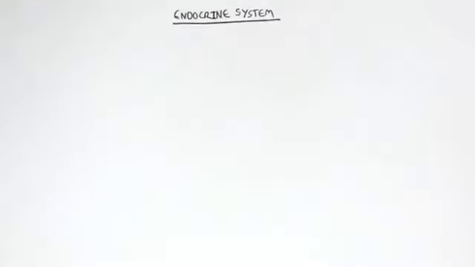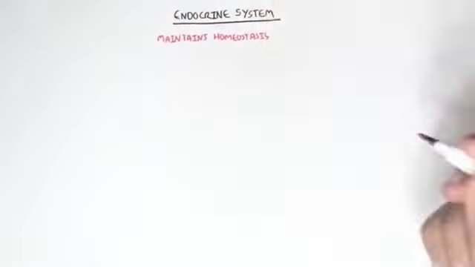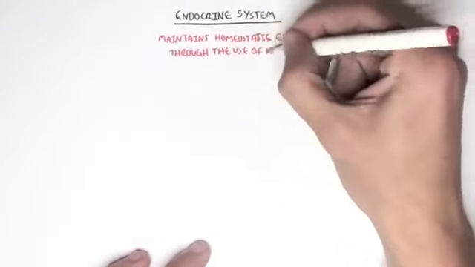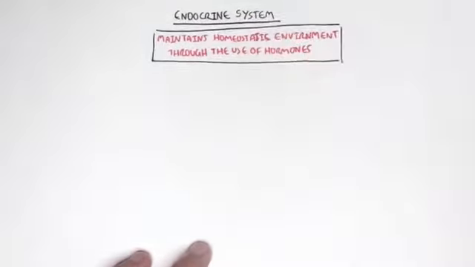In this video, we're going to talk about the endocrine system. Now, the endocrine system's main purpose is to maintain a homeostatic environment through the use of hormones. So when we think of the endocrine system, we should think of hormones. Hormones are essentially signaling molecules.